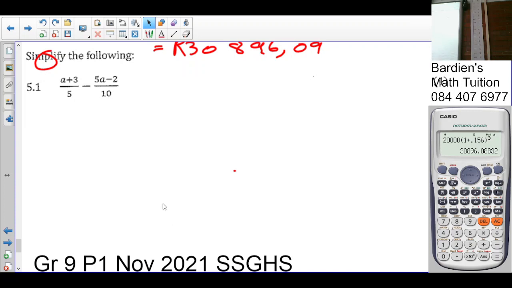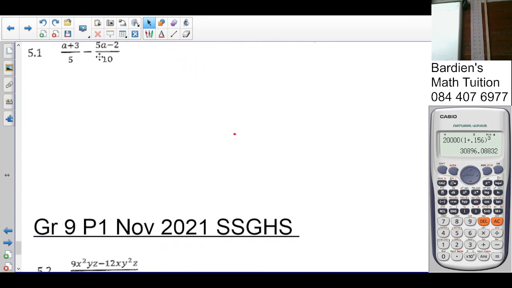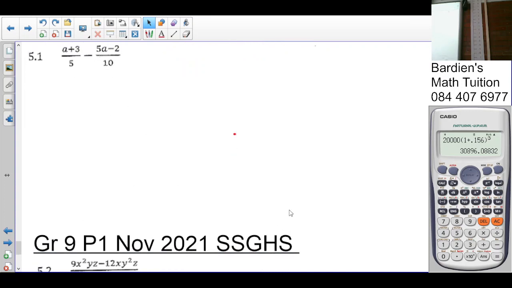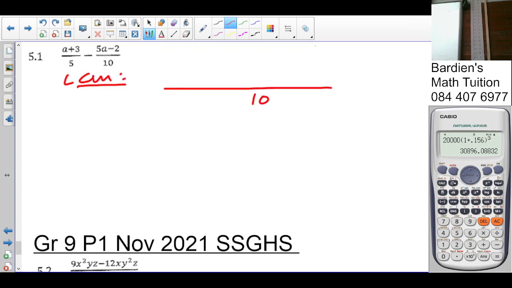But anyway, this is simplify the following. In 5.1, was simplify. So what we find here is an LCM. Not so. What is your LCM here? Sorry? 10. So that fraction must be multiplied by 2. So the numerator also must be multiplied by 2. So it's going to be a plus 3. The denominator in the second bracket must be multiplied by 1. So it's minus 1 into 5a minus 2.